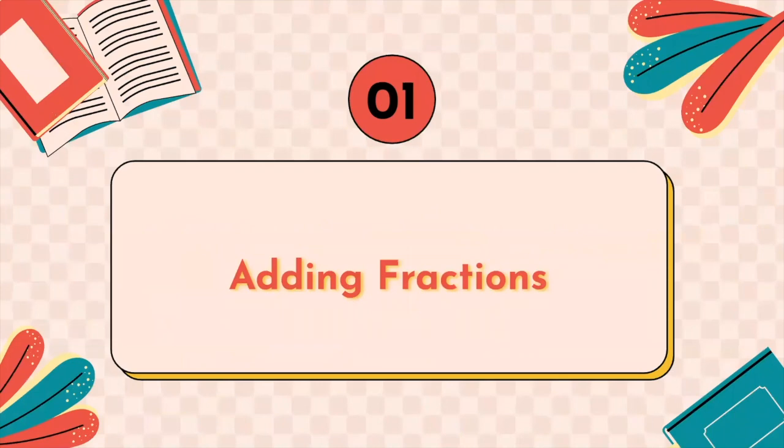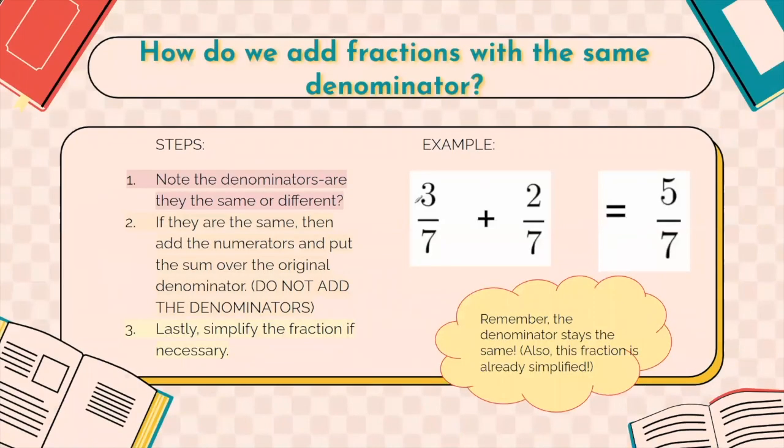Number 1, adding fractions. How do we add fractions with the same denominator? The first step is to note the denominators. Are they the same or are they different? If they are the same, then add the numerators and put the sum over the original denominator. Do not add the denominators. And then lastly, simplify the fraction if necessary.